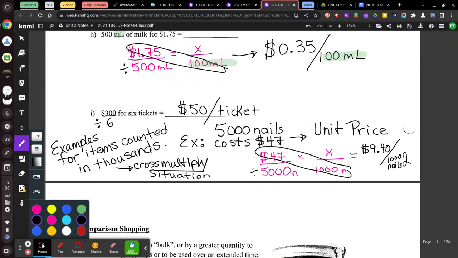Okay, this concludes part 1 of lesson 1, unit pricing.